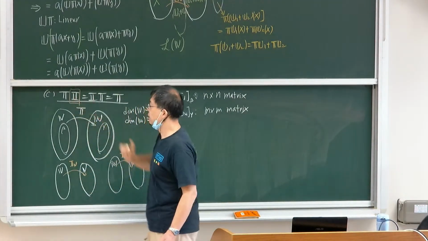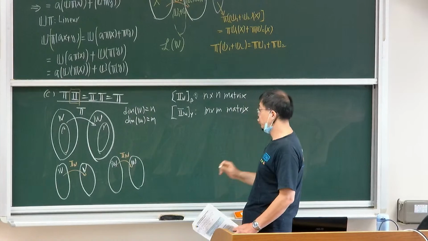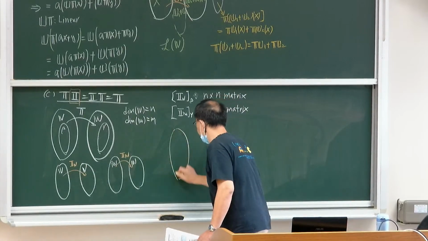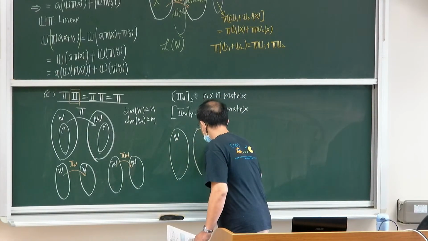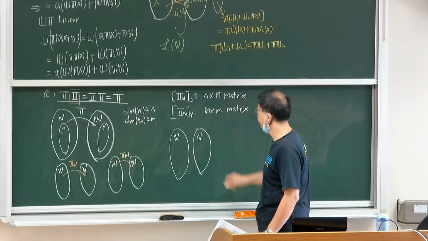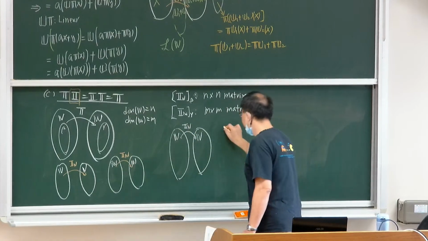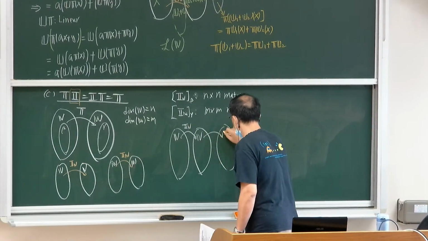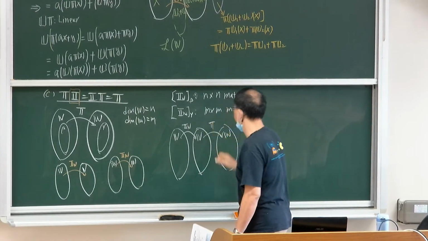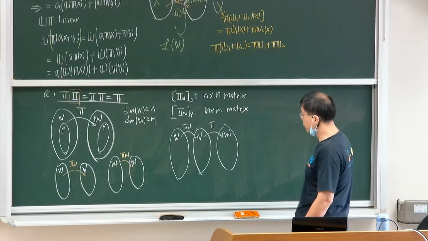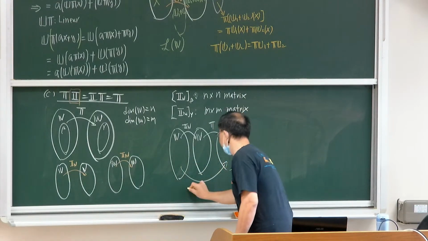So in this scenario, I should do the identity transformation first. From V to V, I have an identity transformation I_V. Then I can transform it to W. So the composition of linear transformations becomes T I_V.